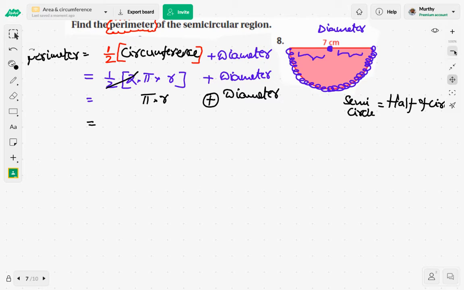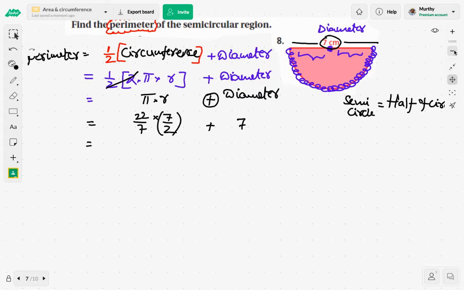Pi value, which one shall I take? 22 over 7 or 3.14? What is the radius here? This is not the radius, the diameter is given as 7 units. So radius will be half of the diameter, therefore 7 over 2. Since I see that 7 is there, let me take pi as 22 over 7. In such a case, I can think of my butterfly method and go for cancellation. Plus, what is the diameter? It is 7 centimeters. Units I'll write at the end.